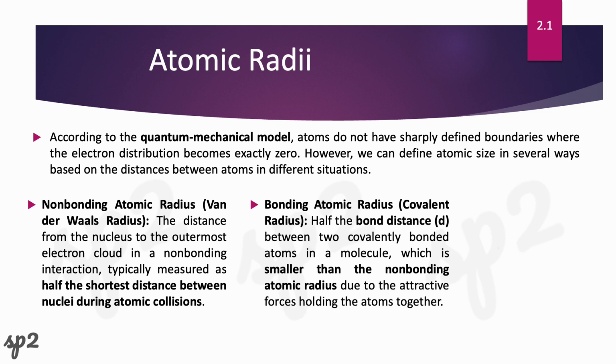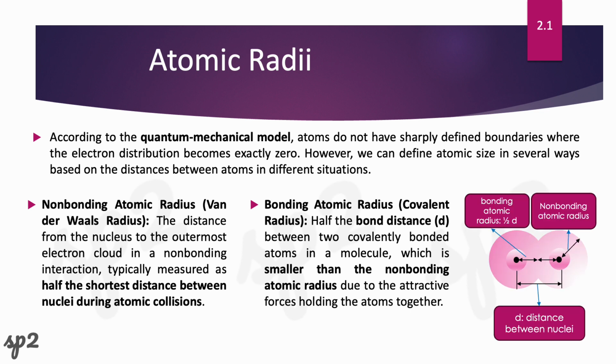Then I have the bonding atomic radius, also known as the covalent radius, and this will be the bond distance, which is d, between the two covalently bonded atoms in a molecule. It is smaller than the non-bonding atomic radius, and that is primarily because of the attractions between the two atoms that hold them together in covalent bonding.